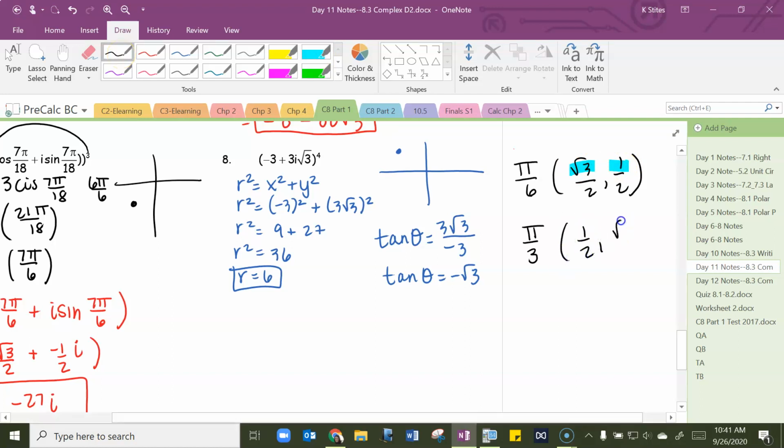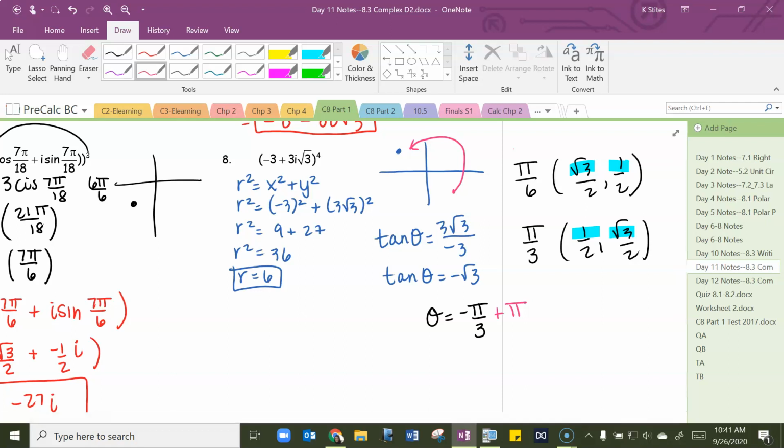But this guy, tangent is root 3. That's what we're looking for, root 3 over 1. However, it is a negative, which means that theta is not pi over 3. It is negative pi over 3. But wait, there's more. Negative pi over 3 is in quadrant 4. We want to be in quadrant 2. We cannot change our radius. We need to have a positive angle. So we will have to go ahead and add pi in order to get into quadrant 2. And what that will give us is 2 pi over 3.